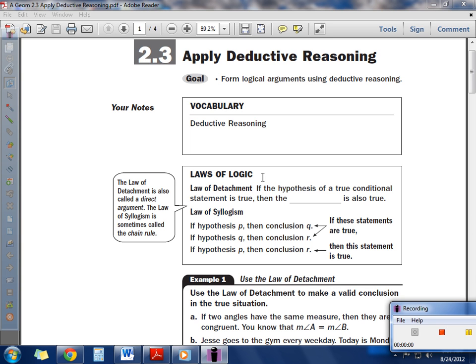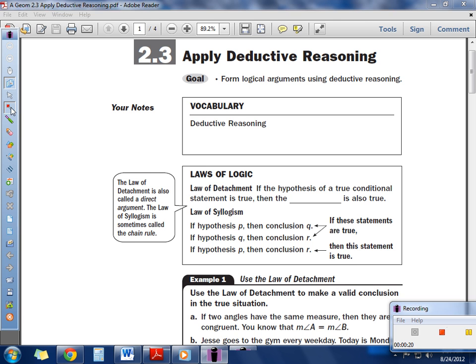Alright, today's lesson is about applying deductive reasoning. We've already done inductive reasoning. What do you remember about inductive reasoning? It used, I'm looking for one word, starts with a P.